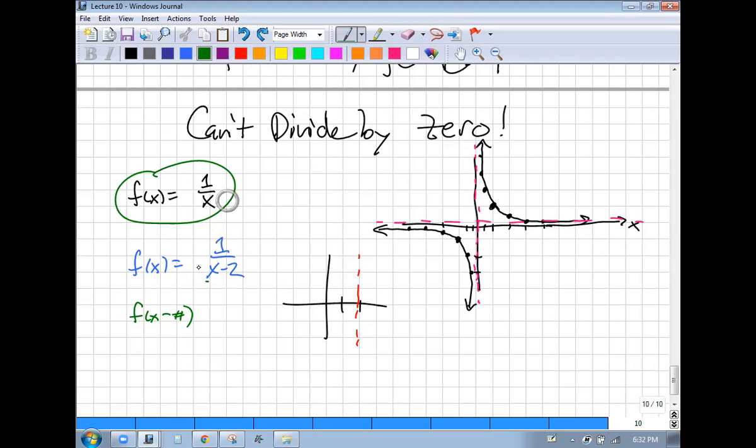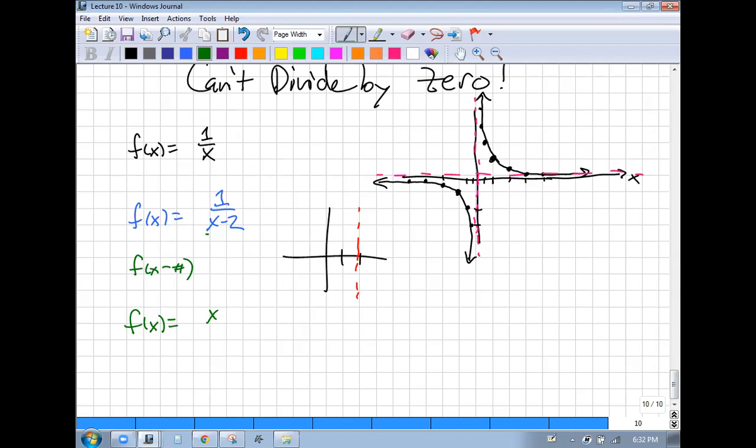Okay. So what if I have something like this? F of x equals x plus 2 over x minus 1 times x plus 3. Whatever this thing looks like, I don't know exactly what it looks like, but I do know that I can't plug in a 1. And I can't plug in a negative 3. 1, 2, 3. So I know this thing has vertical asymptotes there and there. The graph can't cross those.